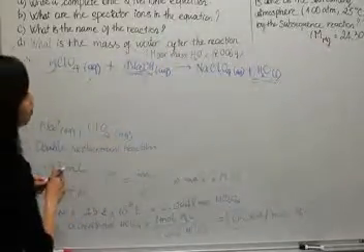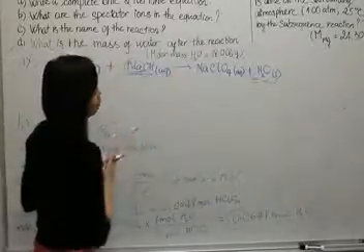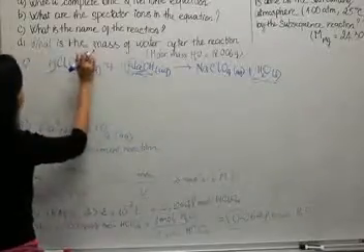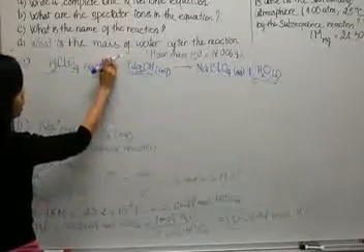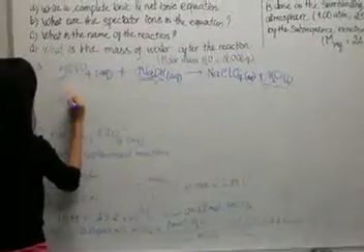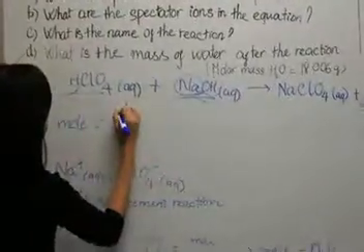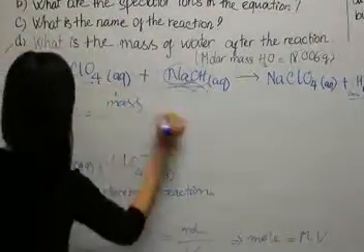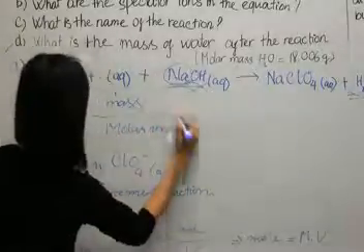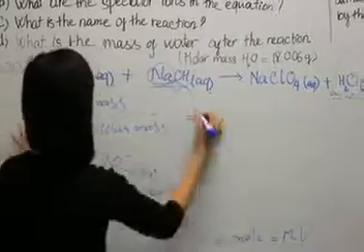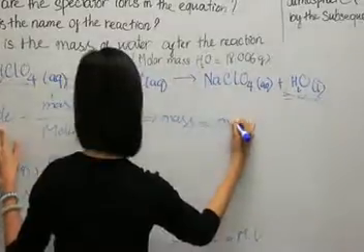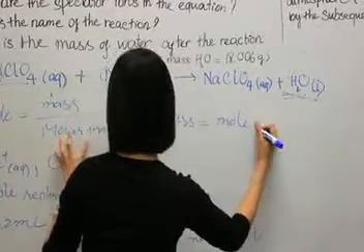And I already have the molar mass of the water, which is 18.006 grams. So it's really easy for me to find the mass of the water in the reaction. Everybody knows that moles equal mass divided by molar mass, so mass is going to equal moles times the molar mass.